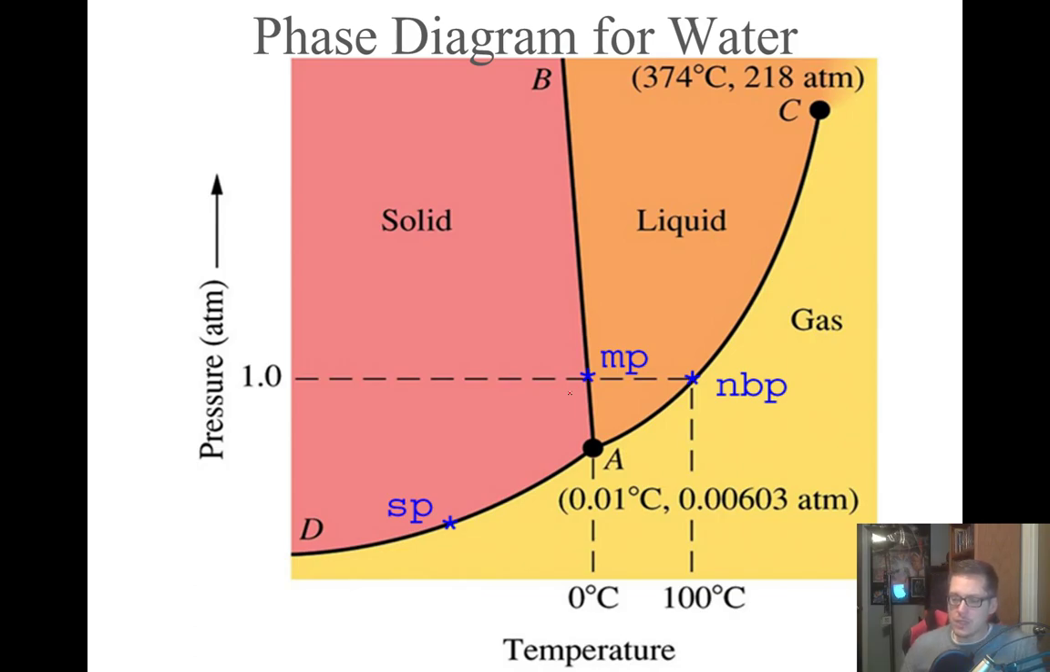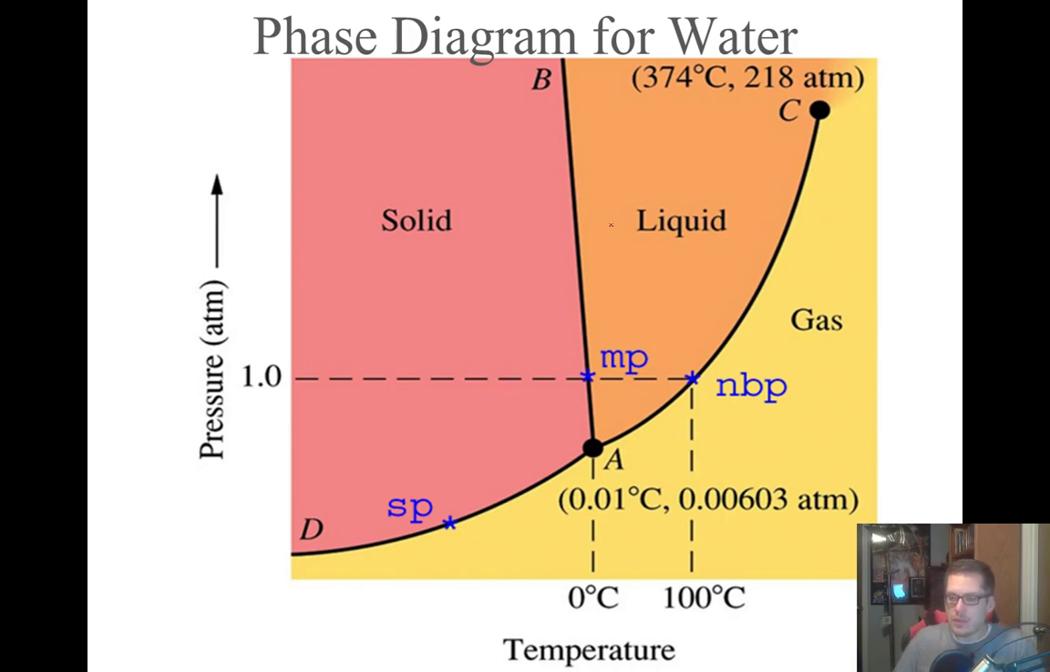So here, at 1 atmosphere pressure, our freezing point is 0 degrees Celsius. But up here, we notice that as we increase the pressure, our freezing point actually drops. We have to get colder and colder at higher pressures. And so anything that has a shape like this, a negative slope between the solid and liquid lines, is going to have that property where it expands as it freezes.